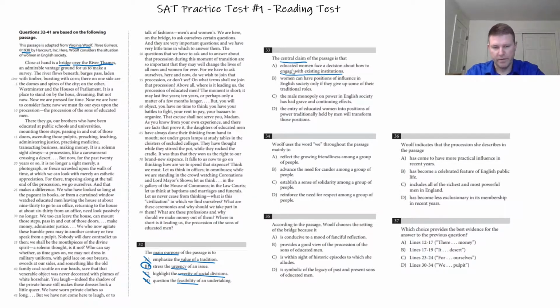We're going to keep that around. Looking at B, women have positions of influence in English society only if they give up some of their traditional roles. A lot of people pick this answer, and I think the reason they do is they're visualizing that now that women can work alongside men, they would have to give up things like housework and other responsibilities they're used to having, okay?